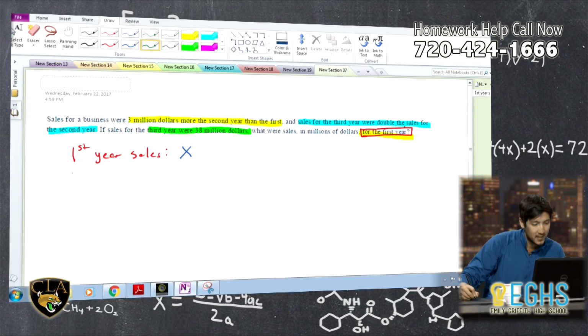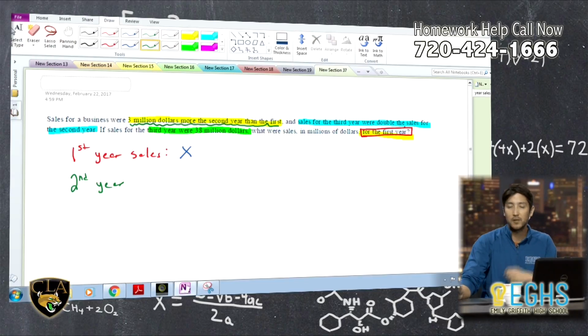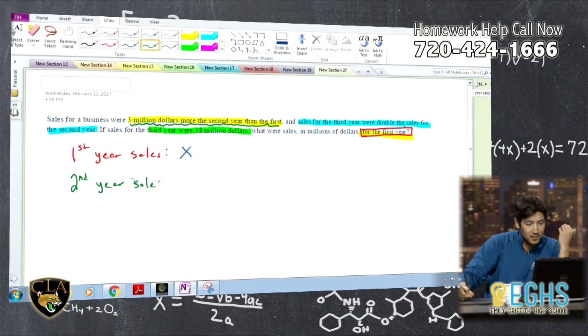Now we have second year sales. And this is where it's helpful to have highlighted this, or if you don't have a highlighter, you can underline it. Sales for a business were $3 million more the second year than the first. So if I'm looking at second year sales, whatever this value was right here, they sold $3 million more. Think of it like if I've got X amount of money in my pocket and Becca gives me 20 bucks, now I've got X plus 20.